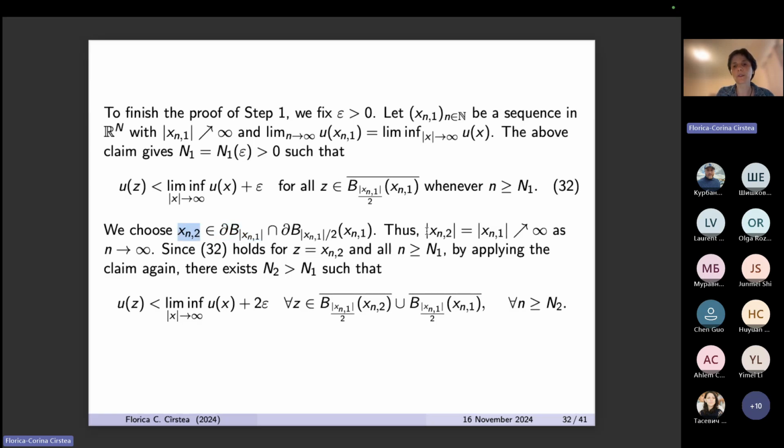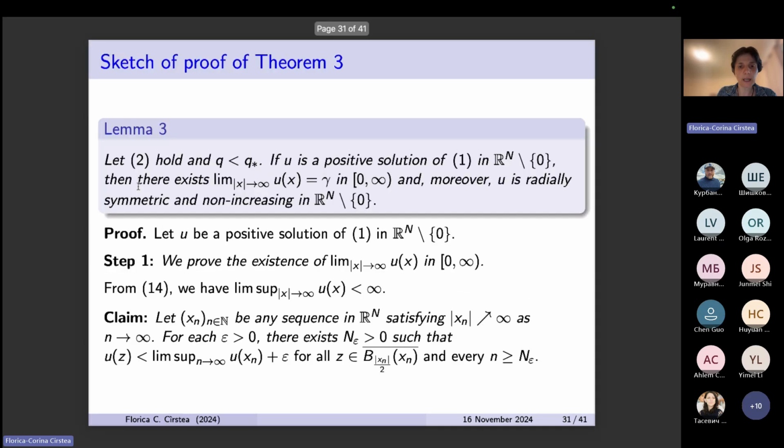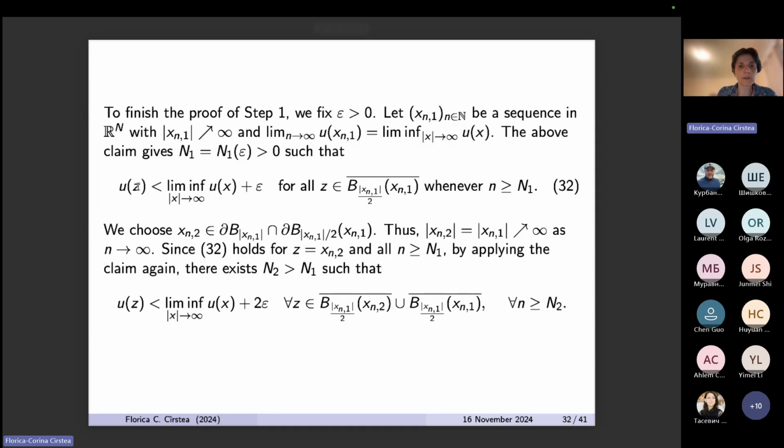So xn2 has the same modulus as xn1. And now, because of this inequality, 32 applies also for xn2 instead of z. Then in the claim, the limit superior of Vxn will be applied. You apply the claim for the sequence xn, for this xn2, which has the same modulus. And so you end up with u of z less than limit inferior of u plus 2 epsilon.